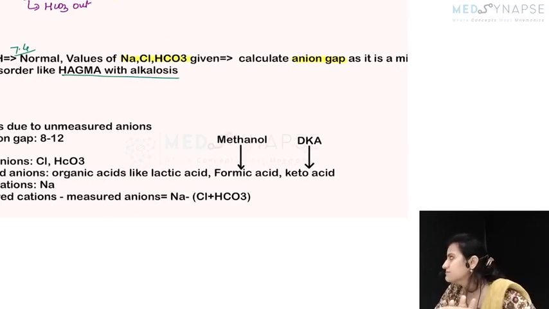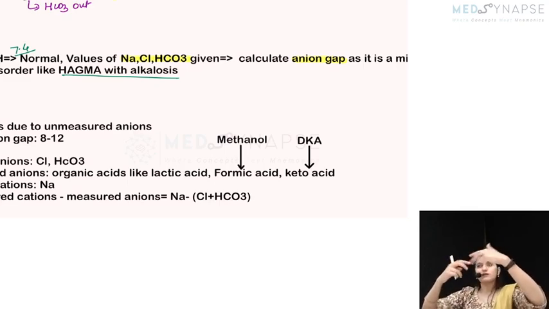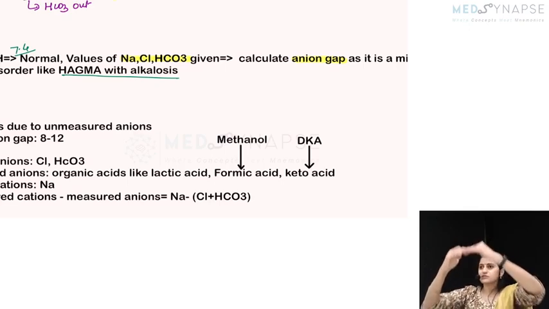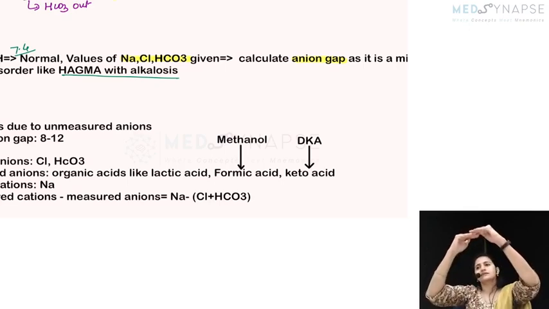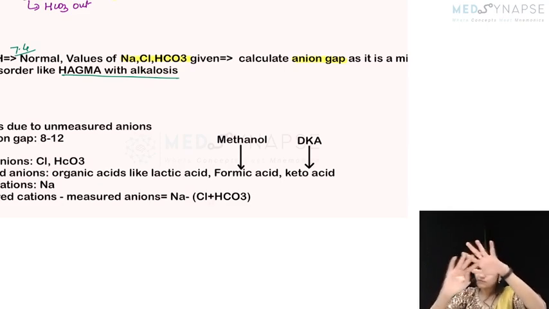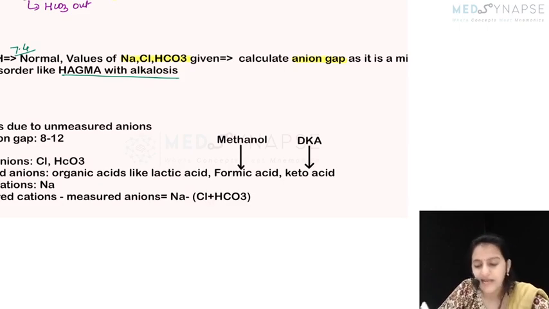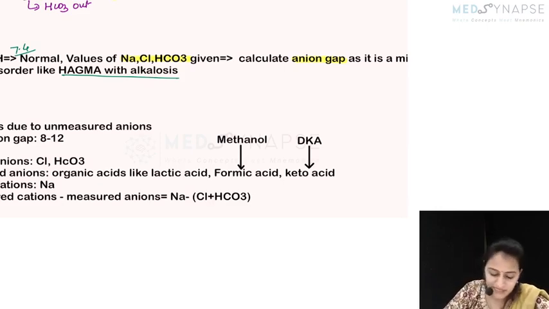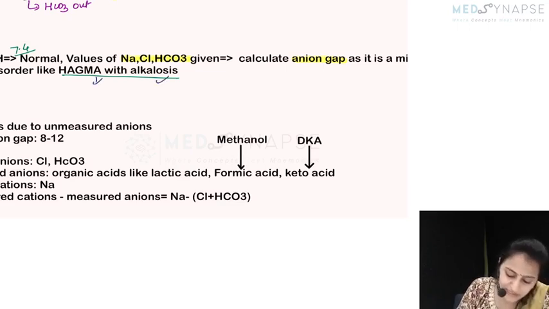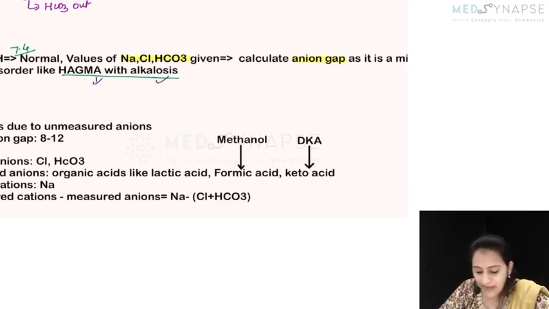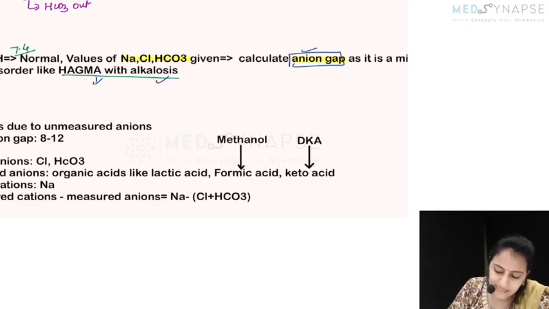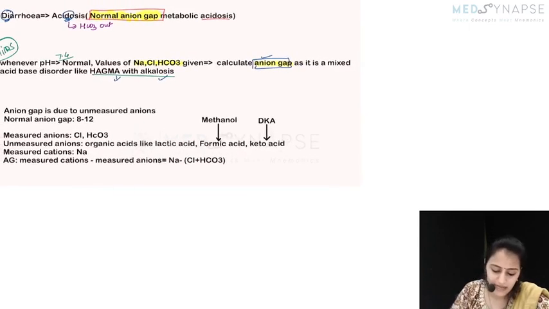It is HAGMA with alkalosis together. Can the pH be normal when there are two disorders? Acidosis decreasing, alkalosis increasing. So that means the pH will come to normal. Remember that normal pH does not rule out an acid-base disorder. It can be a mixed disorder with acidosis, alkalosis together. And they give you the values basically to calculate the anion gap.